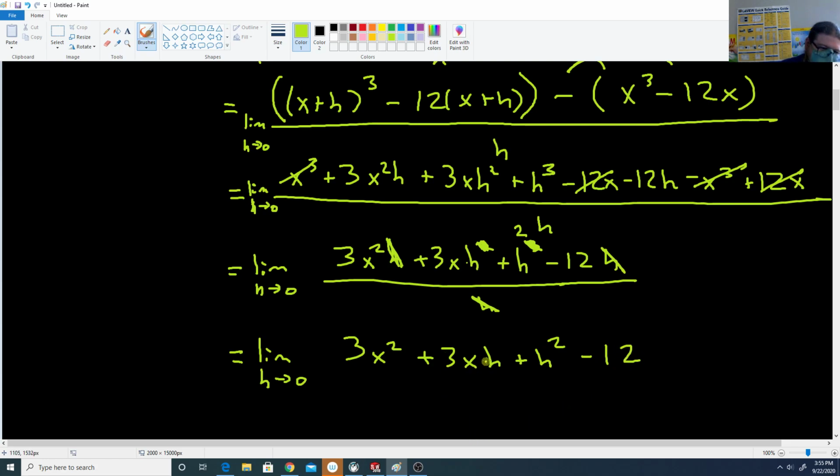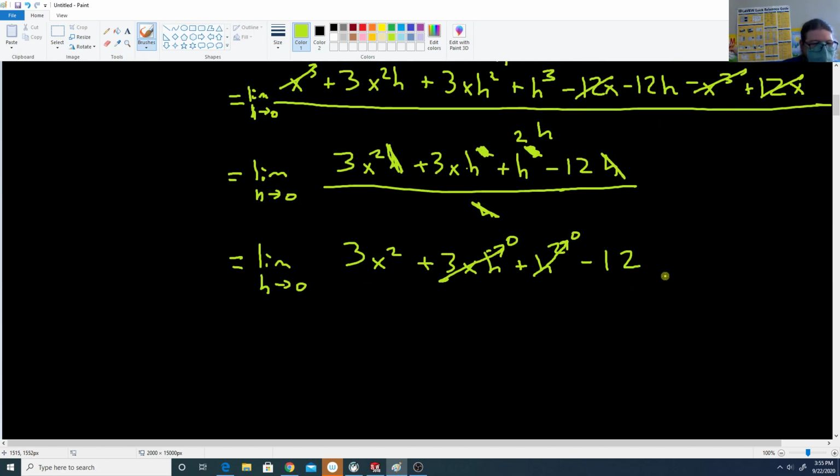Well, if h goes to 0, then these two terms that have h's in them, this would be 3x times 0, so that whole term goes to 0. And this would be h squared, which if h goes to 0, something going to 0 squared still goes to 0. So those would be zeros, and we get 3x squared minus 12. So my first derivative, f prime of x, is 3x squared minus 12.